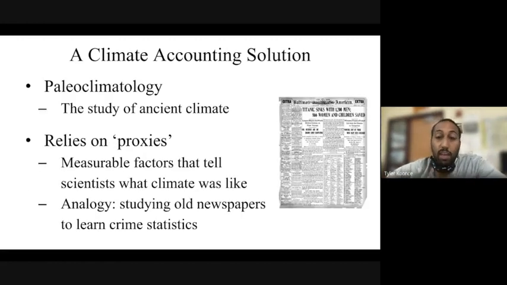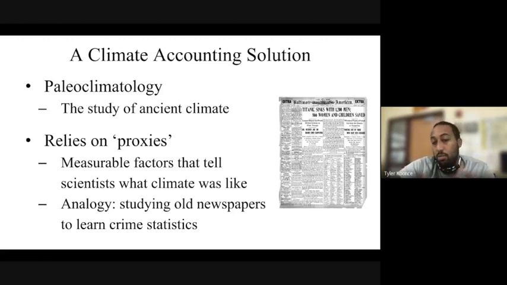The study of the ancient climate has its own name, paleoclimatography, and for this science, they rely on proxies. These are different things that they can measure to, like I said, put those puzzle pieces together to tell us what the climate was like at a certain point in time.